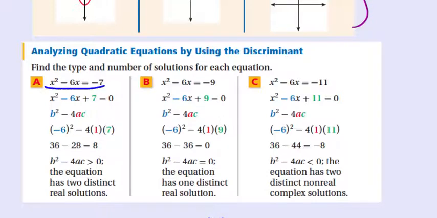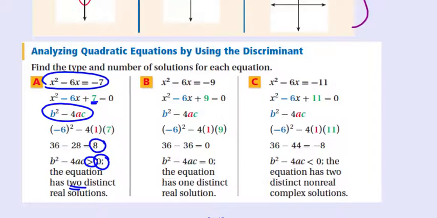Here is an equation. It's a quadratic equation. It's not in standard form. So the first step is to bring that 7 over. And then you put in your a, b, and c into the discriminant equation, just underneath that radical. And you're going to notice you're going to get 8. And 8 is greater than 0. So that means you have 2 solutions.